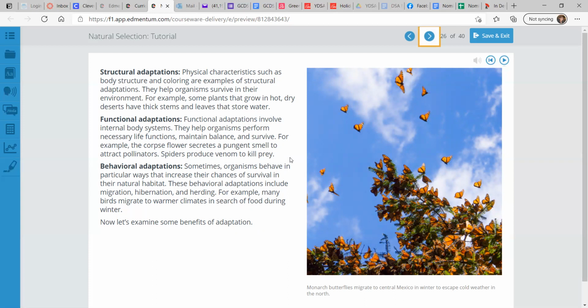Behavioral adaptations, sometimes organisms behave in certain ways that can increase their chances of survival in their natural habitat. These behavioral adaptations include migration, hibernation, and herding. For example, many birds migrate to warmer climates in search of food during winter. And now we're going to look at some benefits of adaptation. Oh, and here's a picture of monarch butterflies. They migrate to central Mexico in winter to escape cold weather in the north, just like some birds do.